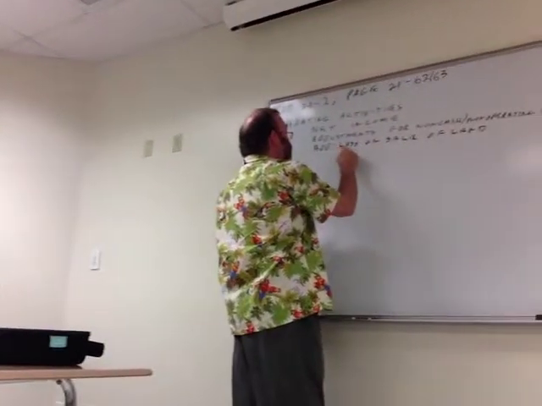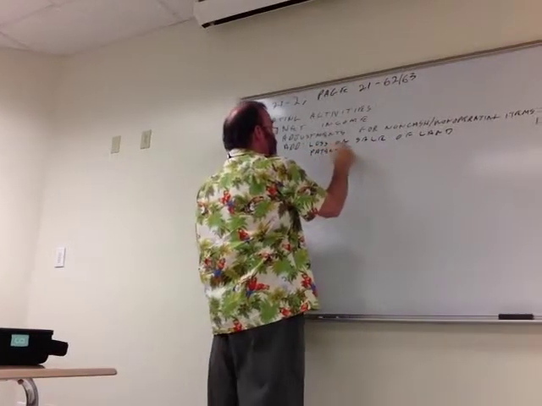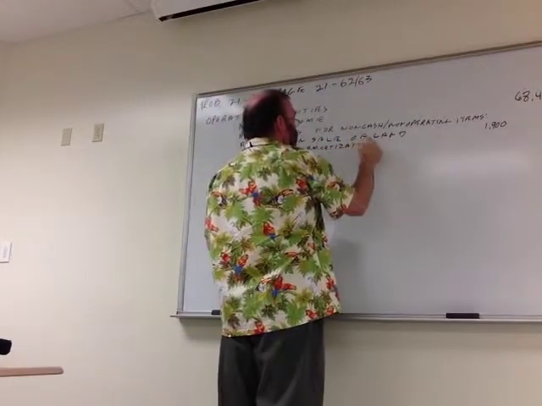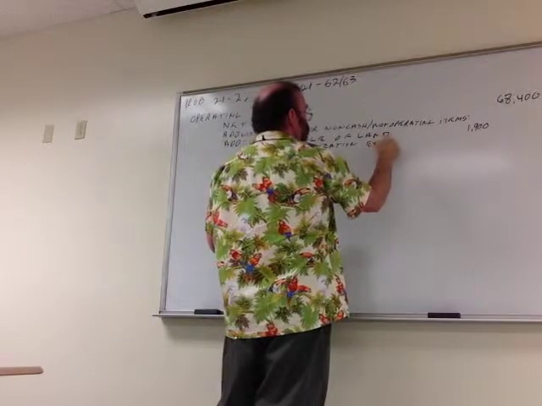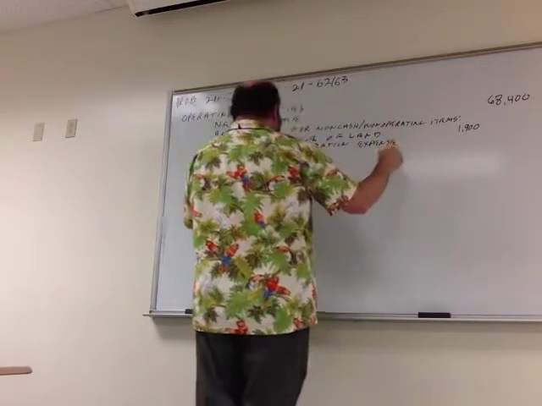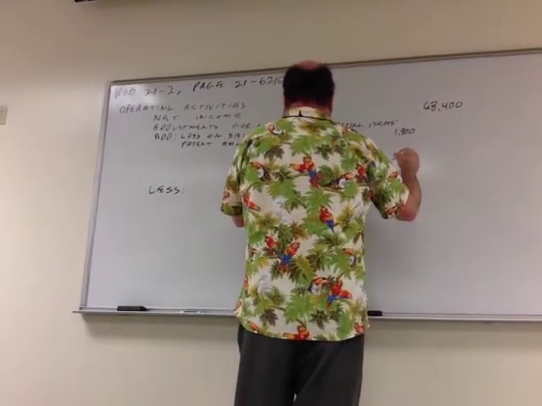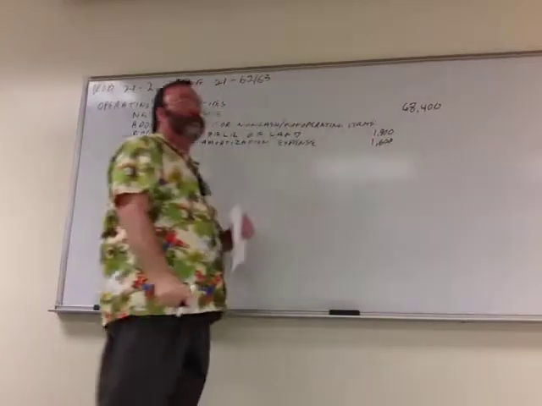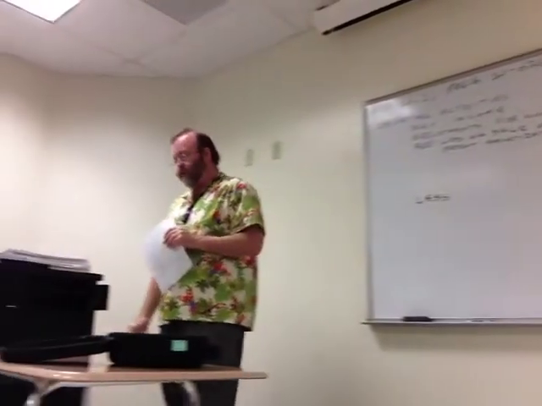C and D, an increase in inventory and an increase in income taxes payable, are both working capital. Item E is net income. We've already used that. Item F, patent amortization expense. Patent amortization expense was $1,600, a non-cash expense.